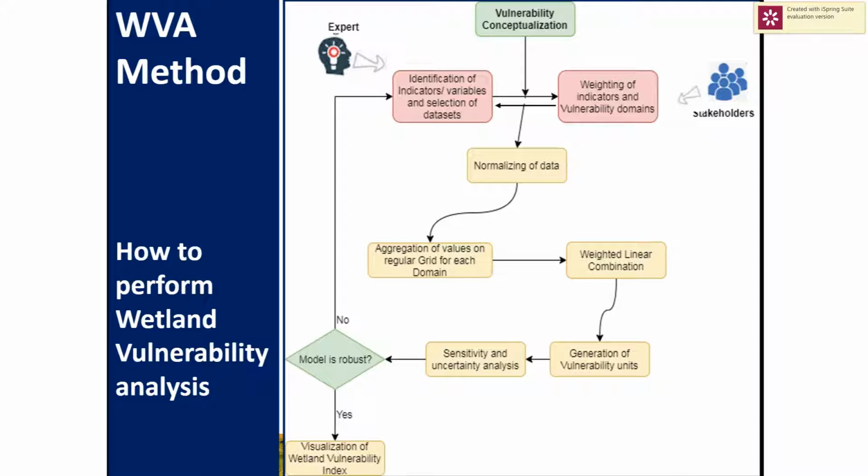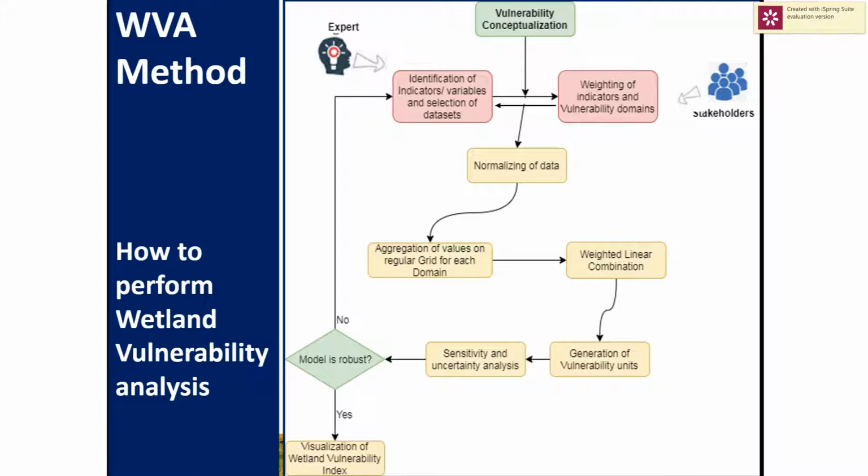Now, after generating the required datasets and the weights that are required for them, the experts and stakeholders team conduct the normalization of the datasets. When they do the normalization of the datasets, they aggregate these datasets into a regular grid for each domain. The domain that we are talking about, we will elaborate on further in subsequent slides.